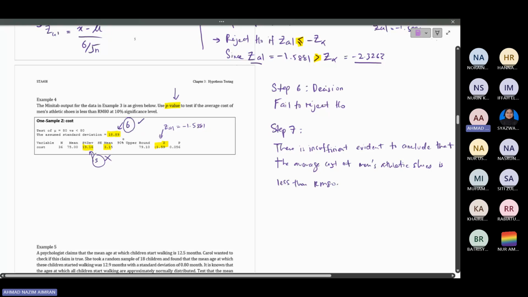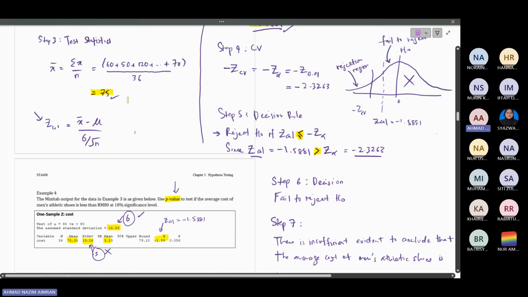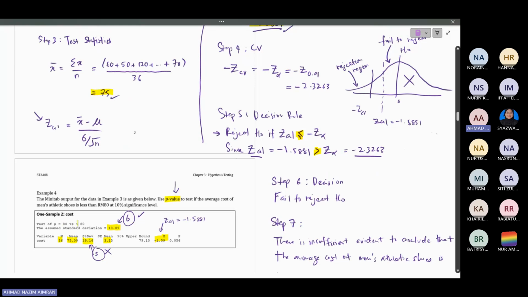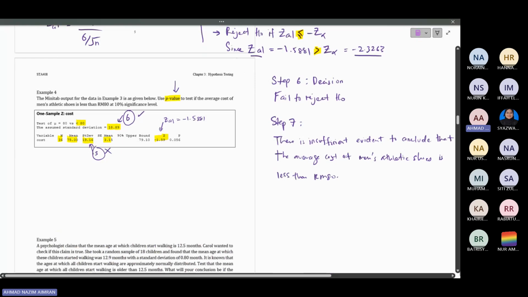If sigma is not given, only then you can use the standard deviation of the sample that is equal to 19.16. And this is the sample mean, 75. We have calculated the value here. And we have 36 pairs of shoes, and we want to test if the shoes is less than RM 80 ringgit or not.